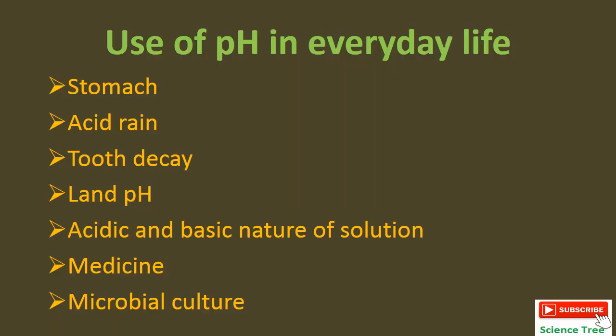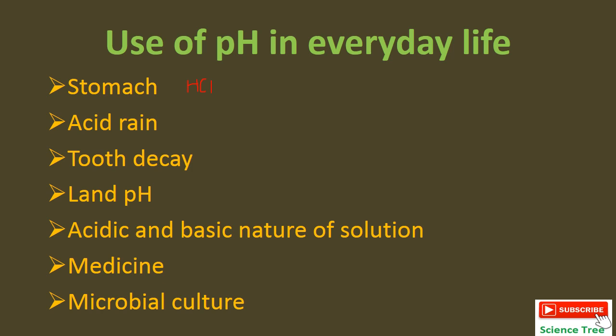Use of pH in our everyday life. When we take food, our stomach releases chemicals, and these chemicals contain hydrochloric acid for the digestion of food. This hydrochloric acid doesn't harm our stomach because the stomach has a lining of base around it. There are cells present around the stomach which have base in them and they neutralize the acids.